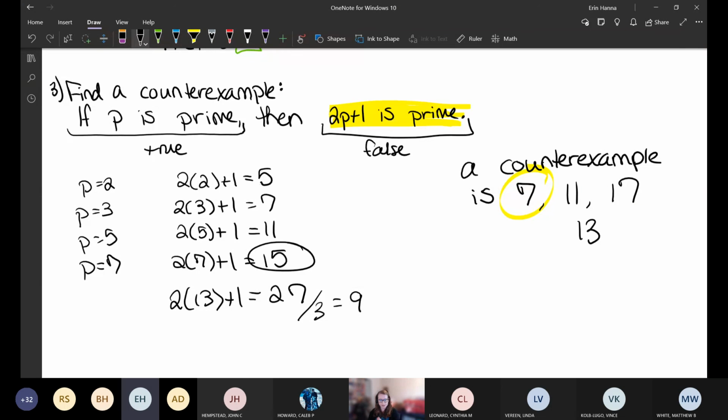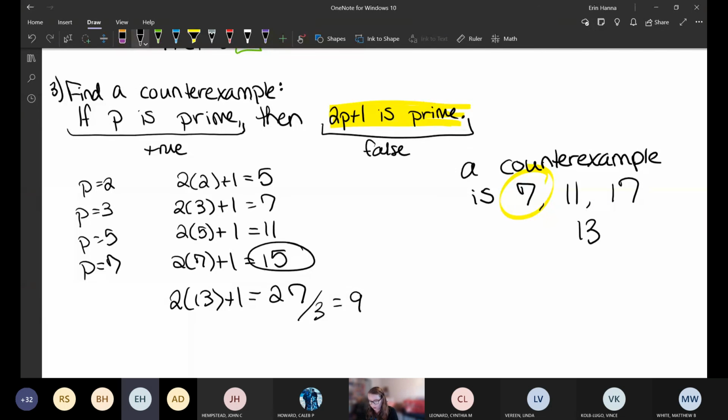All right, questions, concerns? All right, we've got a hot second worth of notes. Yes, for counterexample questions, you only need one. I was just trying to give a bunch in case people found different ones, but you just need one.